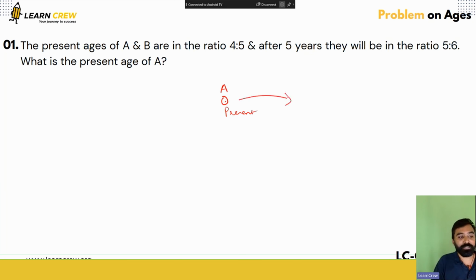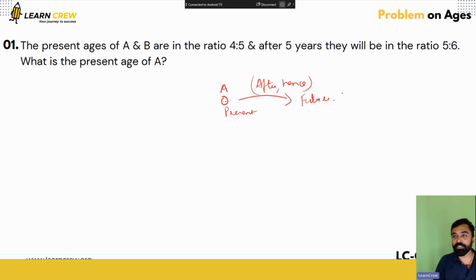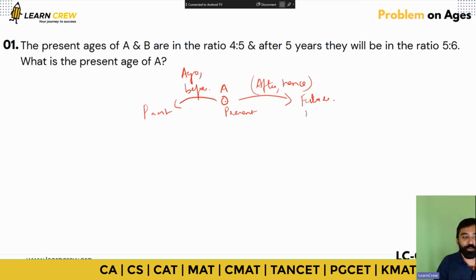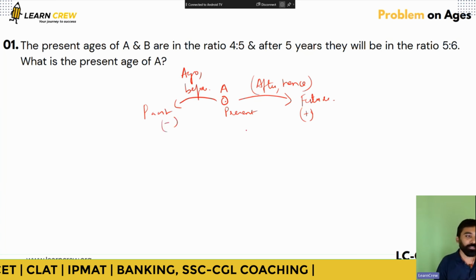If it is mentioned as after, what is it called? Future. The future age. If I say before, it means it is past. Or if I say ago, all these are past. Clear? Now, if it is future, I'm going to mention it by plus. If it is past, I'm going to mention it by negative. Clear? Now, what are they giving?